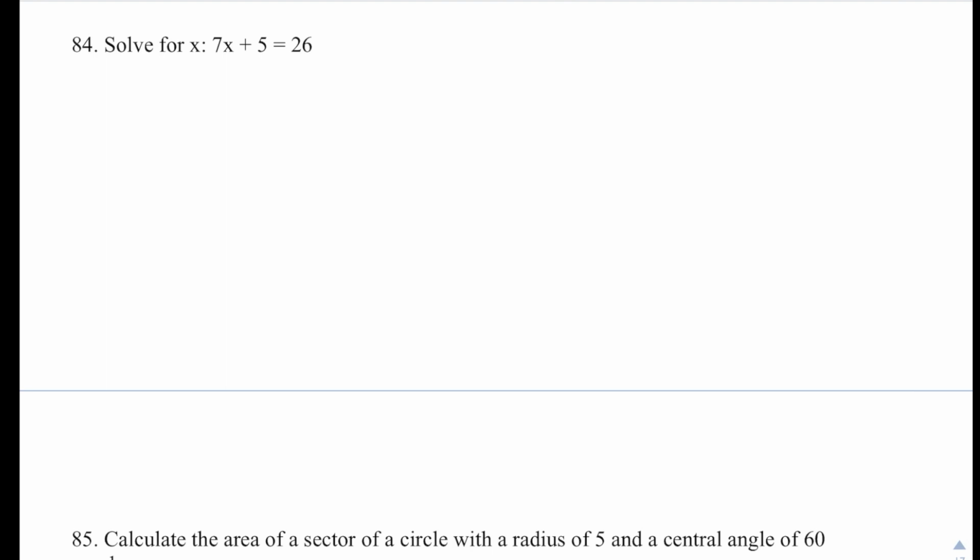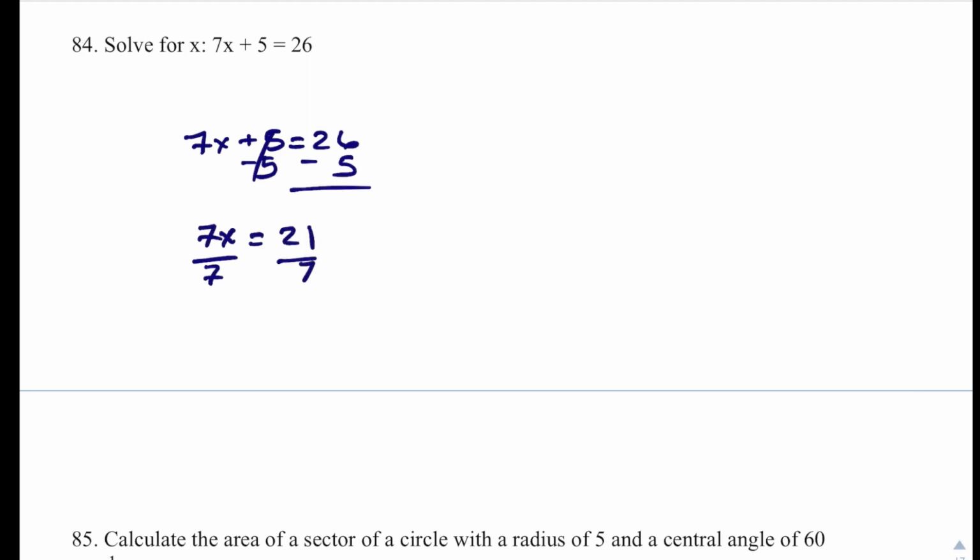84. Solve for x. 7x plus 5 equals 26. So we want to get x alone on one side of the equation, so we first subtract 5 from each side. We get 7x equals 21. Divide both sides by 7. Those cancel out, so we get x equals 3.